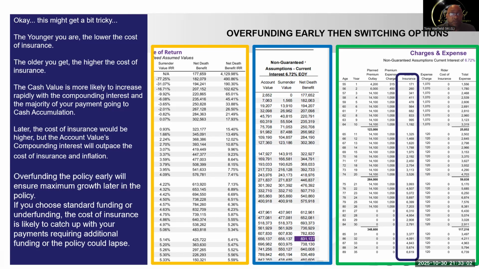Overfunding the policy earlier will ensure maximum growth later in the policy. If you choose standard funding or underfunding, the cost of insurance is likely to catch up with your payments, requiring additional funding, or the policy could lapse.